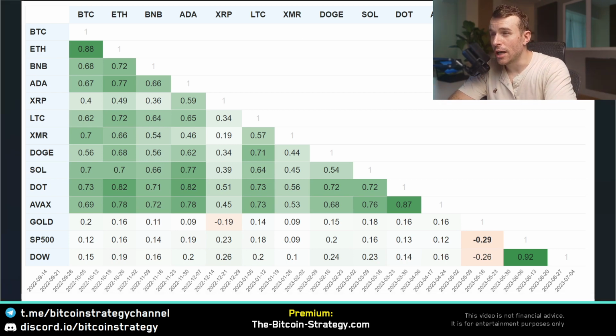This is the correlation coefficient of different assets in the last 90 days. So for example here, Bitcoin to Ethereum has a correlation coefficient of 0.88, Bitcoin and the S&P 500 of 0.12, Bitcoin and gold of 0.2. Now what do these numbers mean? They mean how much do two assets tend to move in the same direction on the same day, relatively speaking.